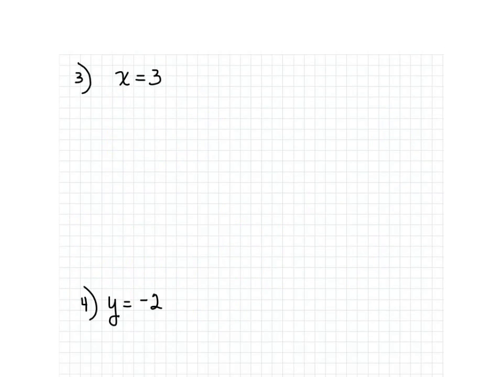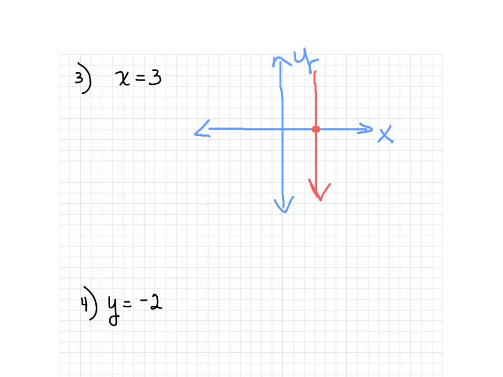Number 3. X equals -3. This is one of those that there is no table of values. There is nothing to do. I can simply graph this very easily. Here's my x-axis, here's my y-axis, and I'm going to locate the point x equals -3. If I have x equals a constant, I have a vertical line along -3 on the x-axis.